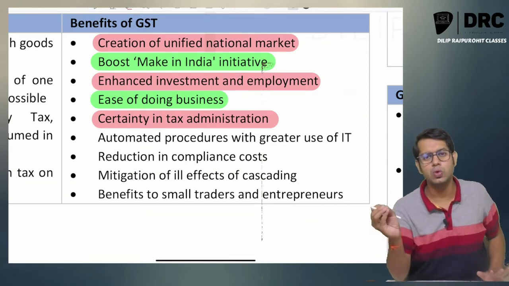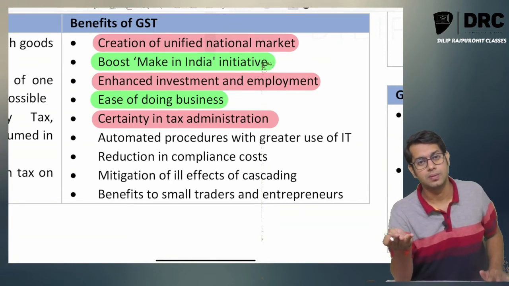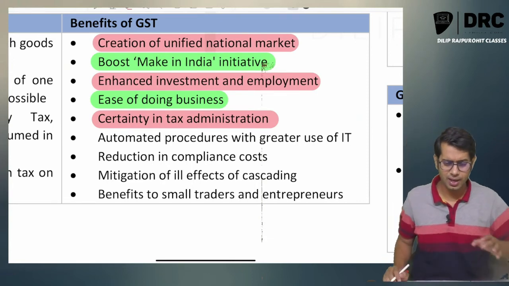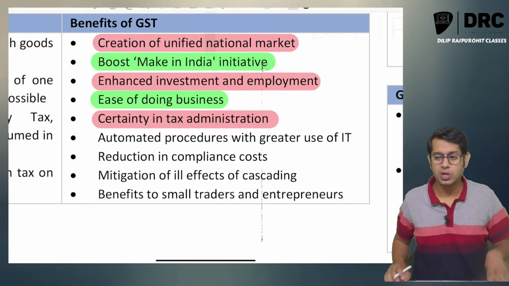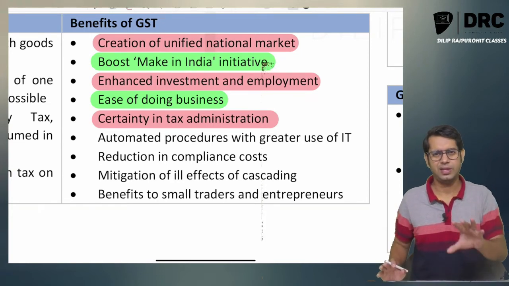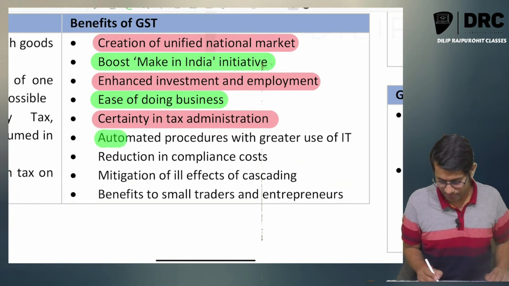You don't have to go to the department. In most of the cases, people may not even know who the officer is, whether the officer is located in the area where he is located, or in some other place. He has no idea at all, because everything is online. Everything is automated under GST law.